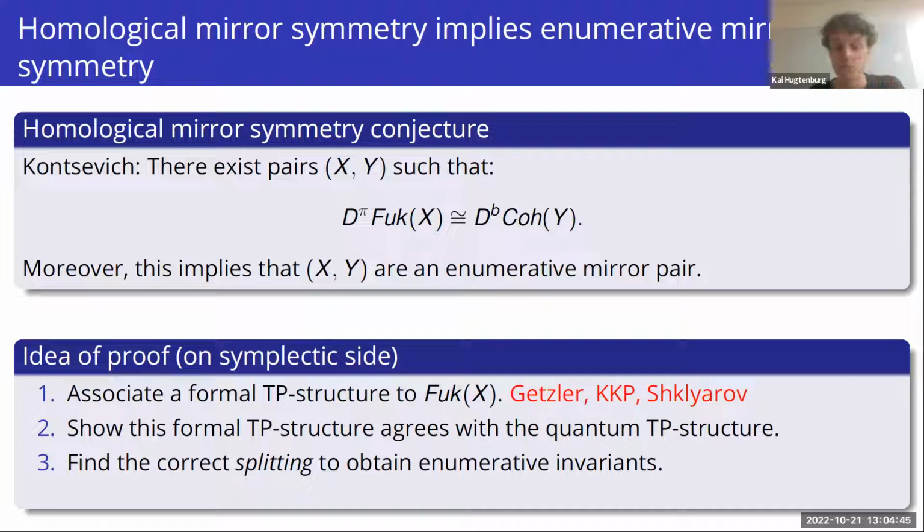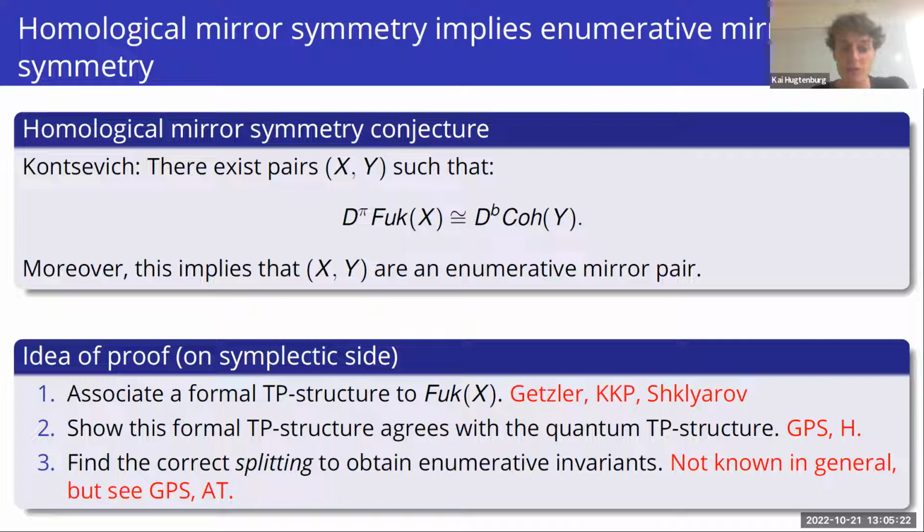What I'm going to do is to tell you first what these formal TP structures are. And these were defined by Getzler, Katzarkov, Kontsevich, Pantev, and Kaledin. Then I will tell you of a theorem that relates the formal TP structure associated to the Fukaya category with the quantum TP structure. This was first done by Ganatra, Perutz, and Sheridan, and I add some things to this. And then finally, I will tell you what the story is with this splitting. It is not known in general how to obtain the correct splitting, but there have been works that do this in certain cases. So for example, Ganatra, Perutz, and Sheridan do this for Calabi-Yaus, and Iritani and others do this when the quantum cohomology is semi-simple. And in my talk, I will give some interesting applications of the splitting.